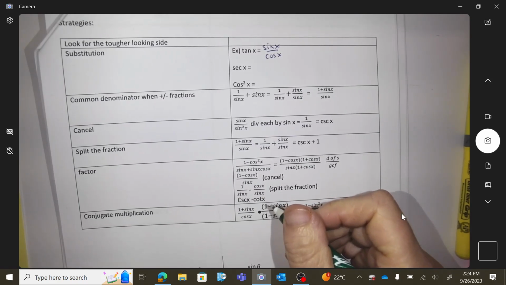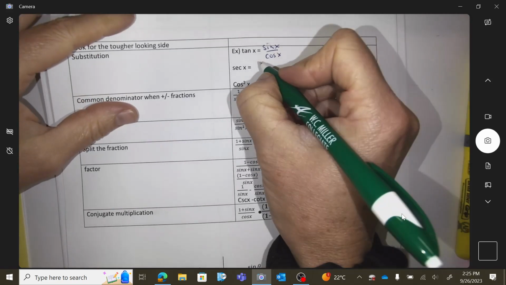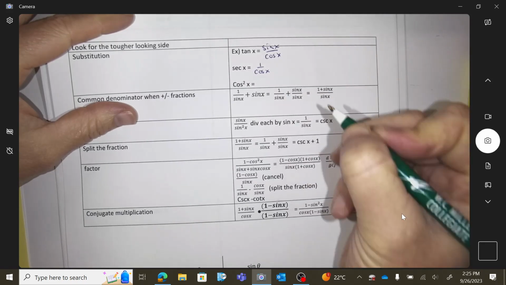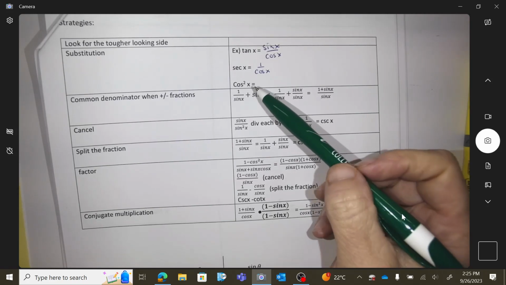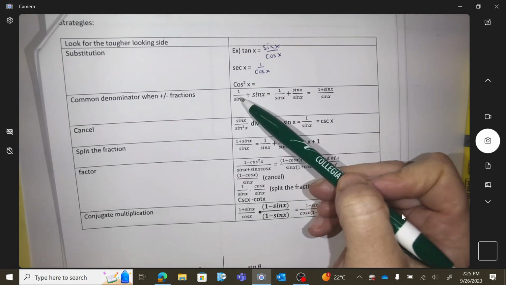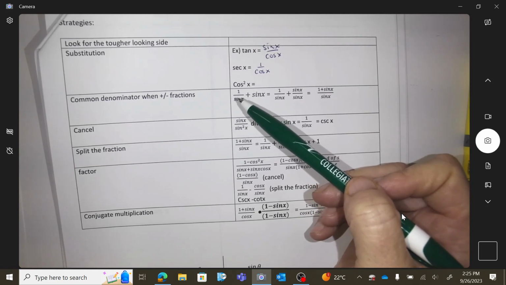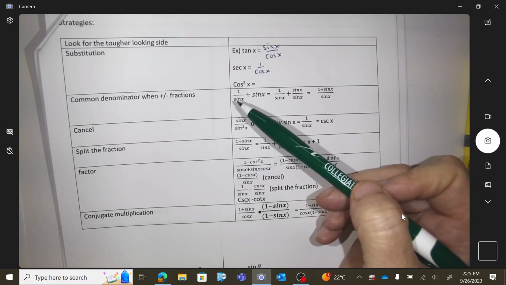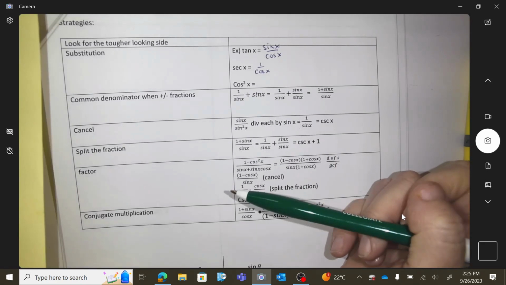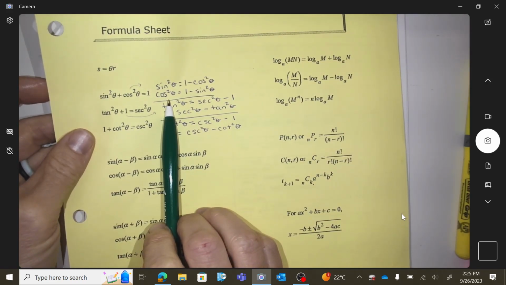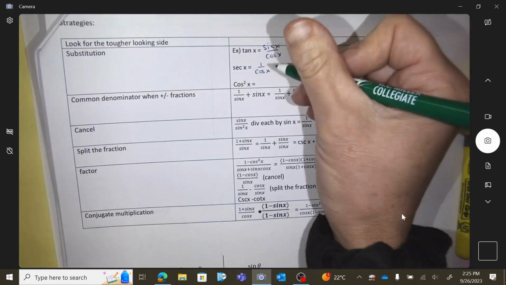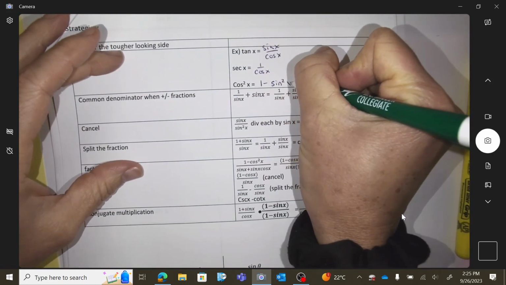I could substitute something in for secant x. What's another trig ratio that is the same as secant x? 1 over cos x. So these are substitutions. Another example: what could I replace cos squared x with? Something on your formula sheet. I'd look here, and I could replace cos squared with 1 minus sine squared x.